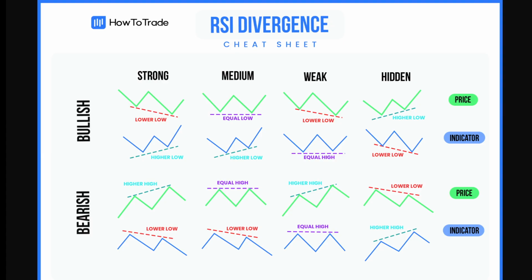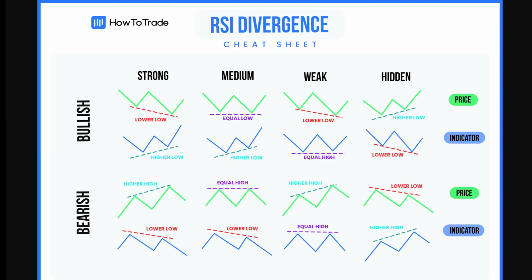Now, the hidden one is a little bit interesting. This requires a little bit more effort to interpret, but simply put, price is forming a higher low while the RSI indicator is forming a lower low. Now, why is that bullish, right? You're thinking, damn, like price is going higher, but the RSI is going lower. Now, I'm not going to lie to you.